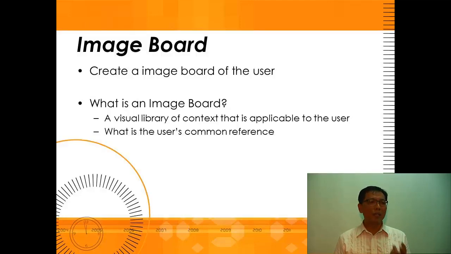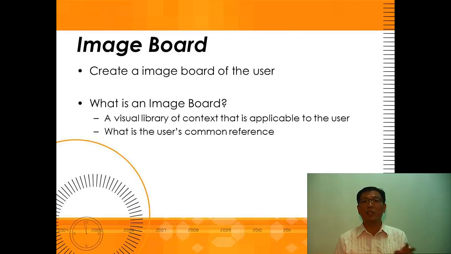Alright, what I want you to do now is create an image board. What does the image board do? Basically, you generalize what this type of person does: the gender, the age, the occupation, the hobbies, and then try to generalize what this person does. What is the image board? An image board is actually a visual library of the context which is applicable to the user.